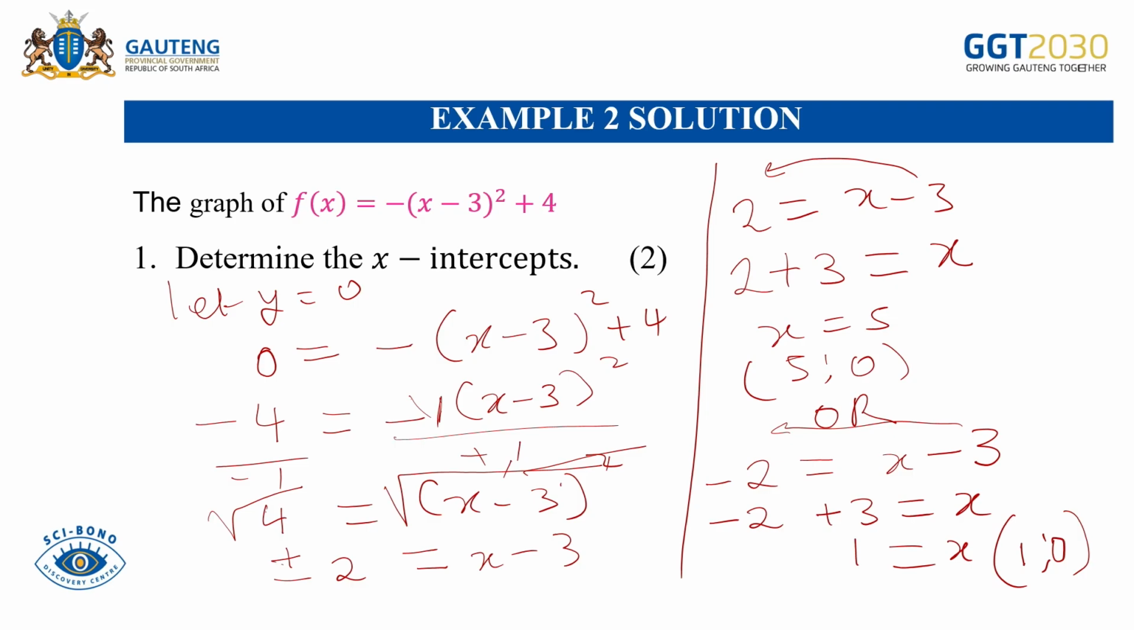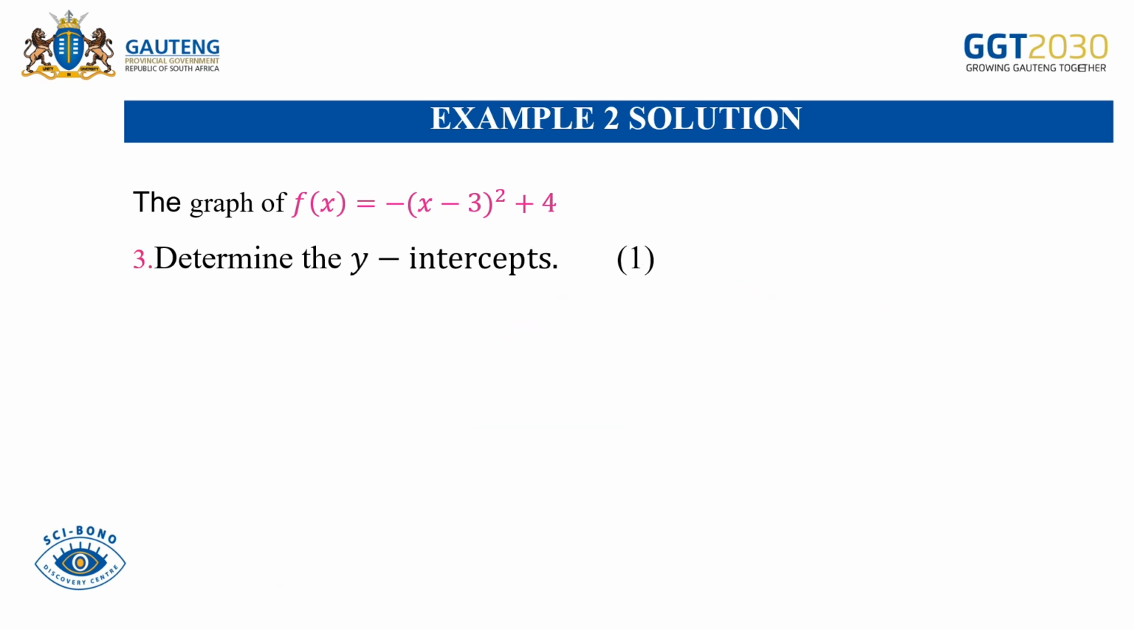So you'll get a mark for letting this be 0. And you'll also get a mark for (1, 0) and also a mark for (5, 0). And that's just your 2 marks. Okay? And then determine the y-intercept. Let me let you do this one for a minute. For 1 minute, please find the y-intercept.